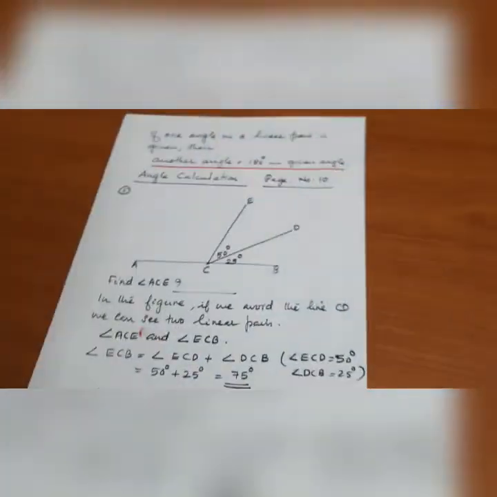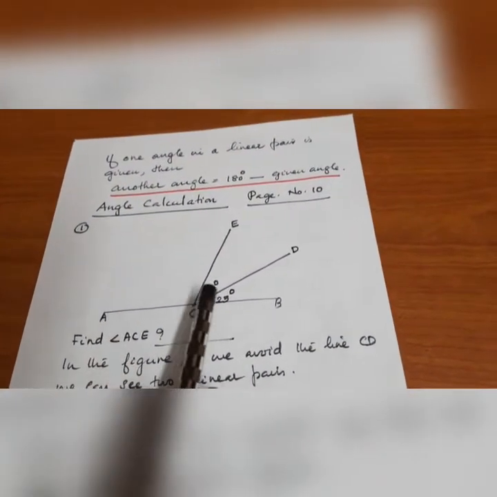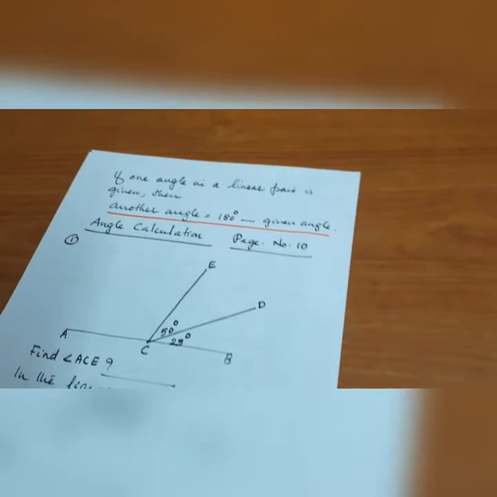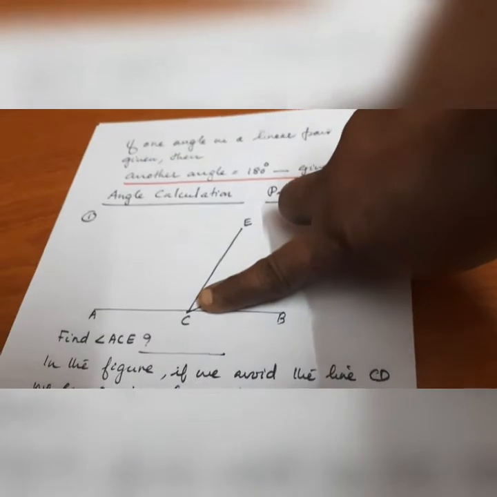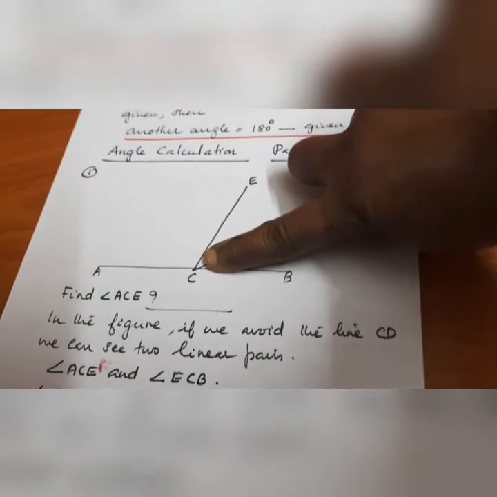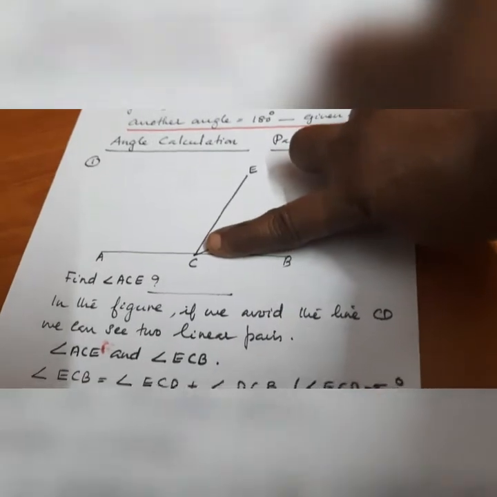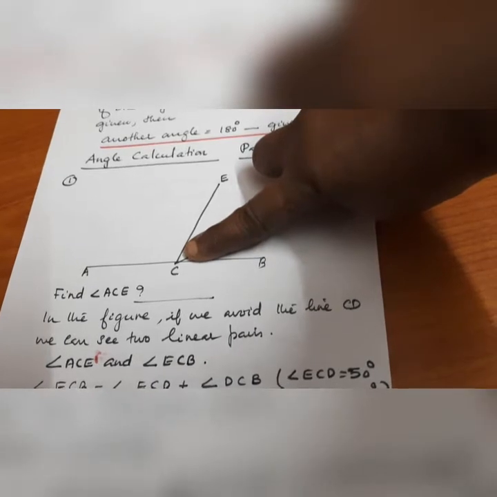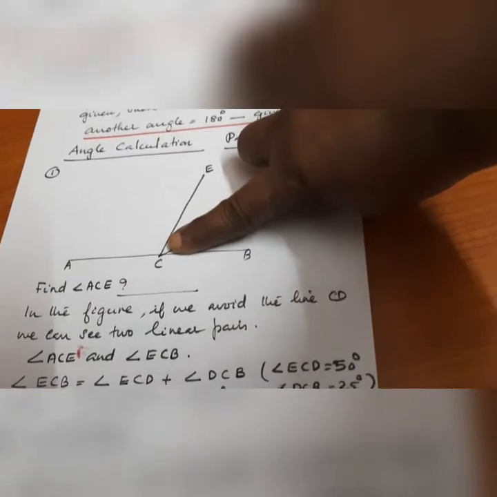First problem, to find angle ACE from the figure. Here also, draw CD like this. You can see a linear pair. What are the angles in that linear pair? Angle ACE and angle ECB. From the figure you can see a linear pair, that is, two angles: angle ACE and angle ECB.